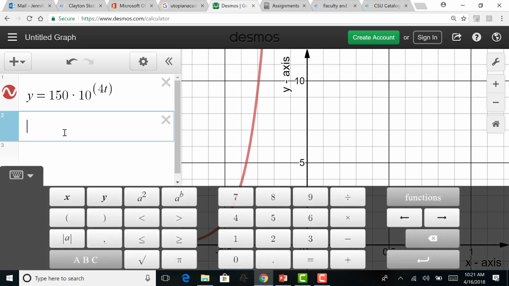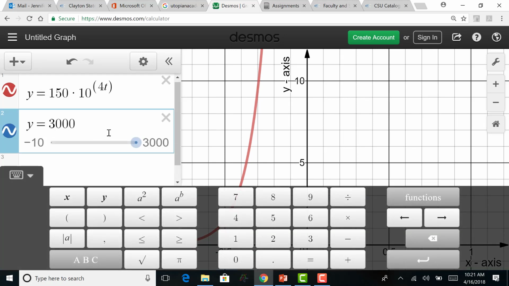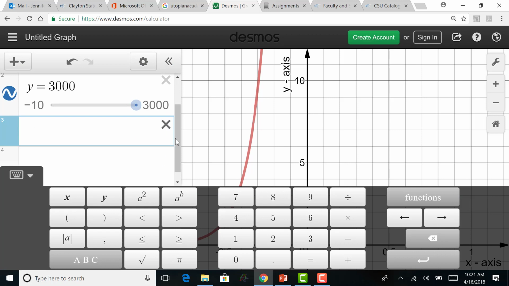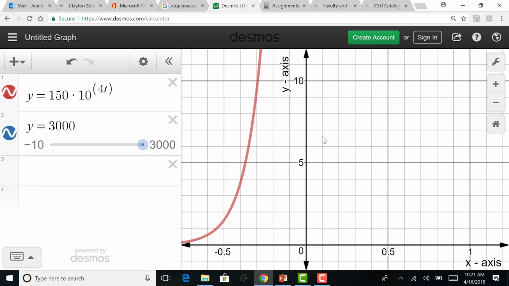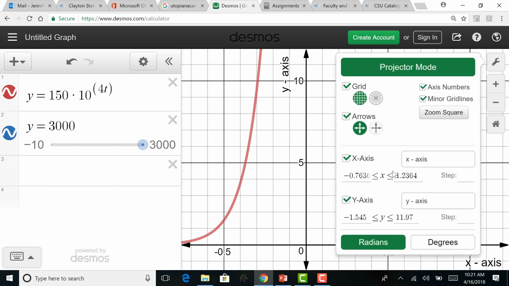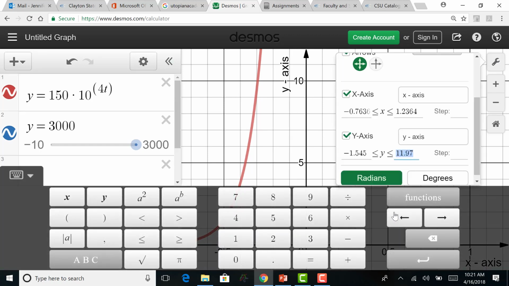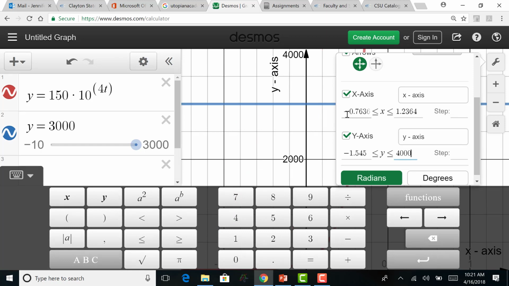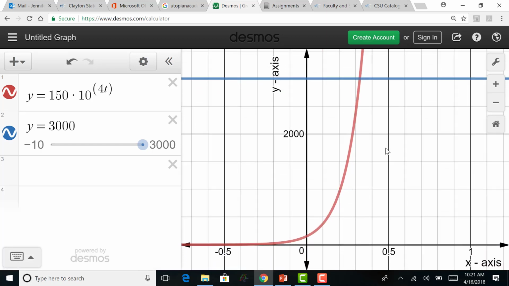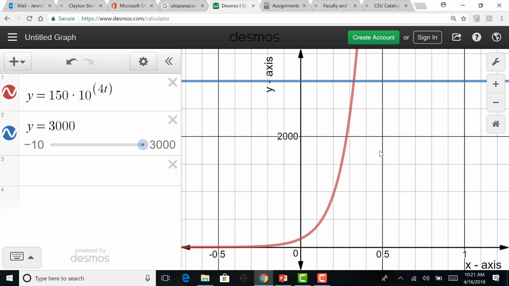Now I want to see where it hits 3,000. And I can't see it because what? My graph is not big enough. I need Y to be at least, let's see, 4,000. All right, you guys see it now? I made my y-axis be at least 4,000 so I could see where the, so this is a way to actually solve these using the graphing tool.